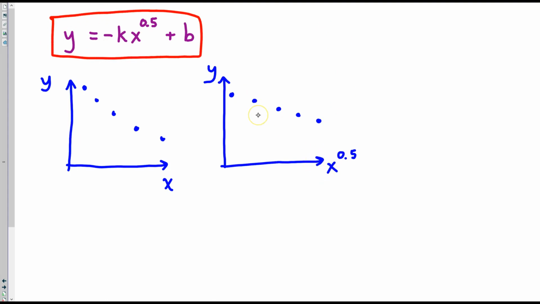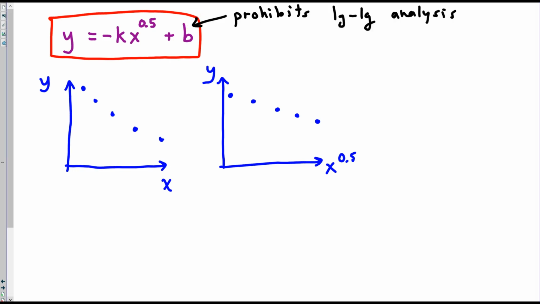We're not going to use a log-log analysis because log-log analyses kind of get messed up when there's a y-intercept. And so this b, this constant, this intercept, where our graph is hitting, in many ways prohibits a log-log analysis. However, that doesn't mean a log-log analysis isn't useful.